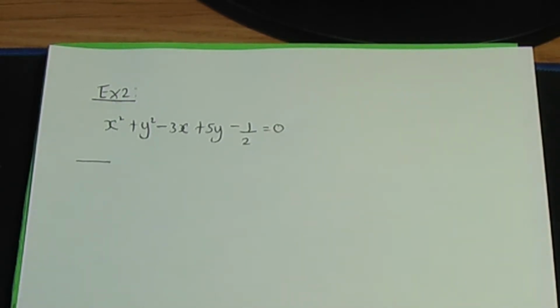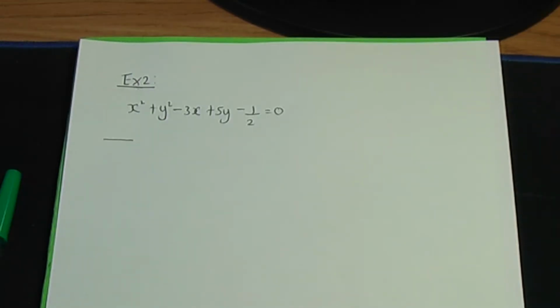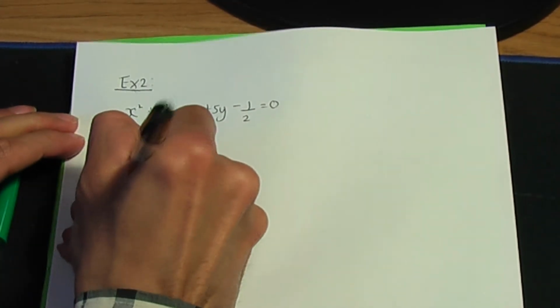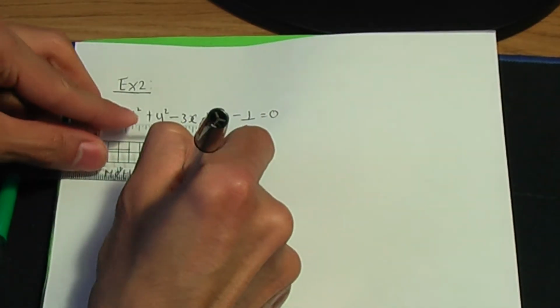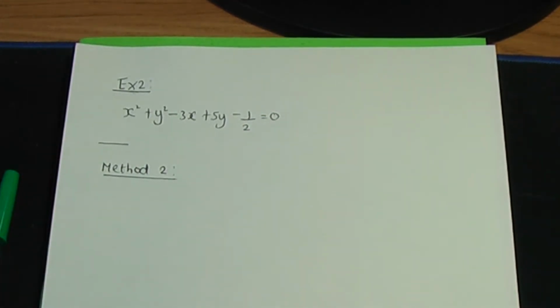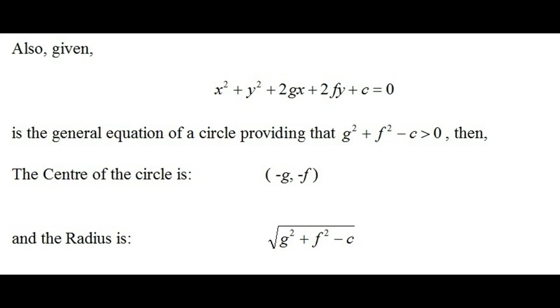Now, it's up to you which method you use, whether method 1 using completing the square or method number 2 using the general equation of a circle. I'm going to use method number 2 to work out the coordinates of the centre and the radius. Remember the idea: first make the comparison with x squared plus y squared plus 2gx plus 2fy plus c equals 0 in order to work out what g, f and c are.